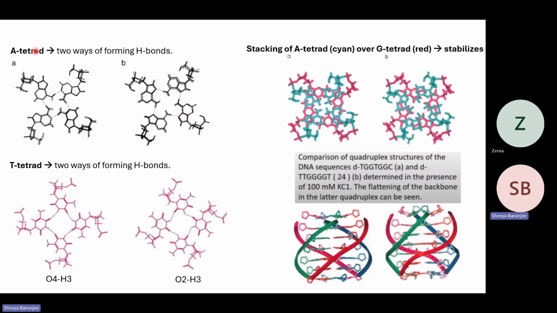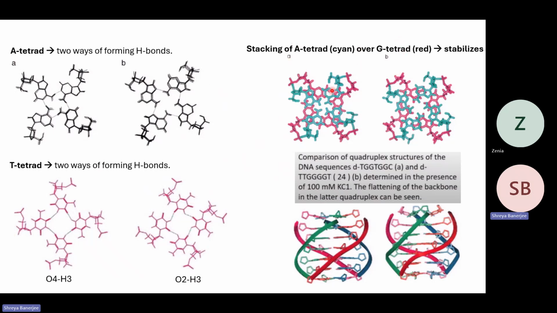Now, a G tetrad is formed with 4 Gs. You can also have an A tetrad formed with 4 adenines, or a T tetrad formed with 4 thymines. So there can be different kinds of tetrads like this with different patterns of hydrogen bonding. There can even be heteromeric structures where you have an A tetrad stacked over a G tetrad and so on.